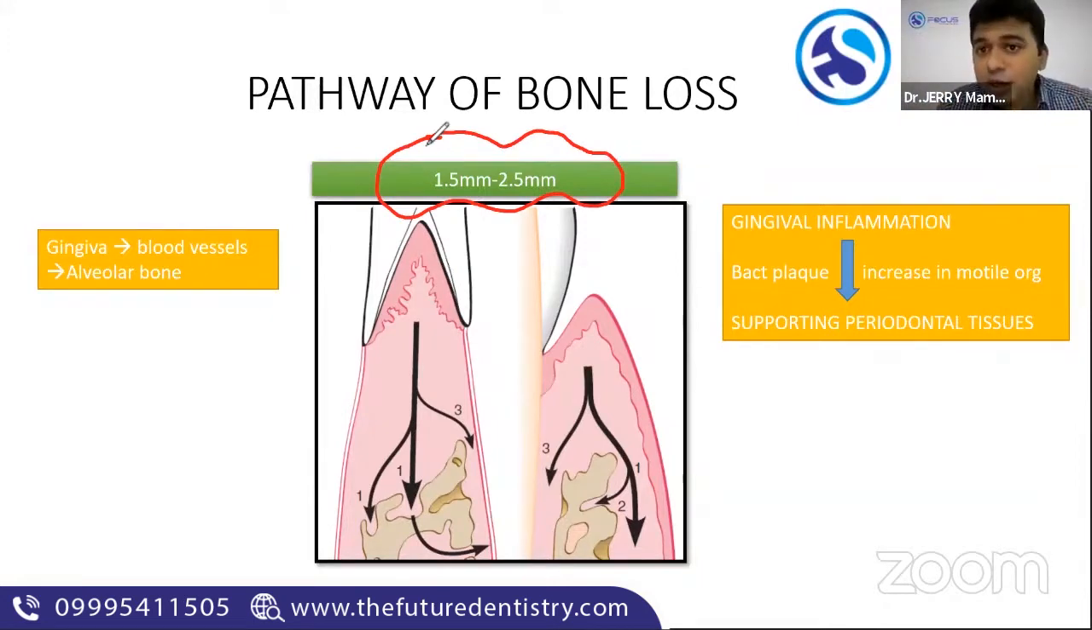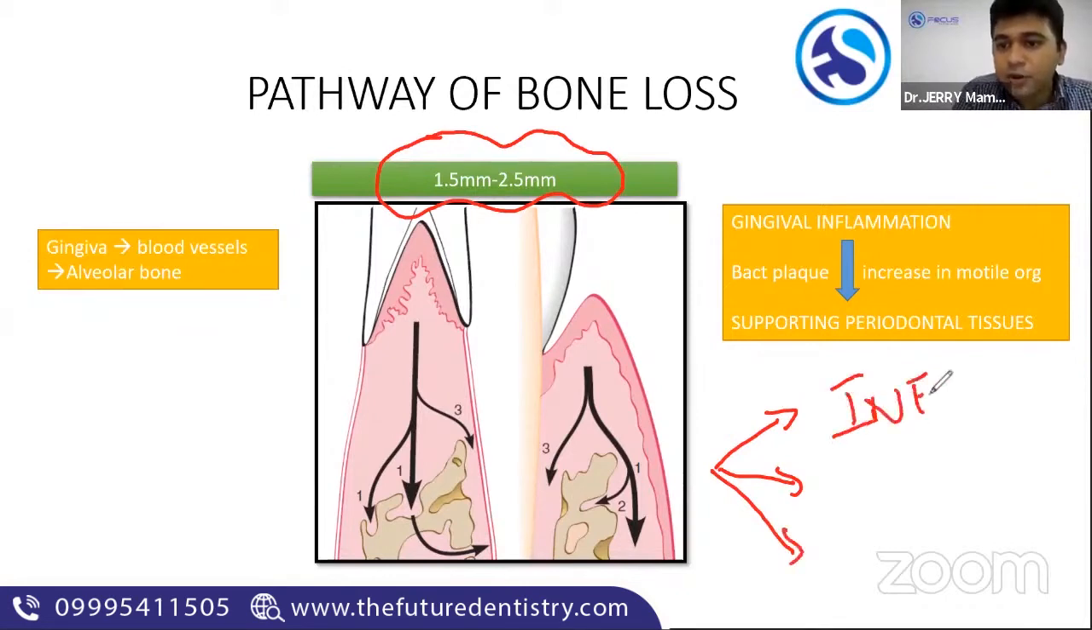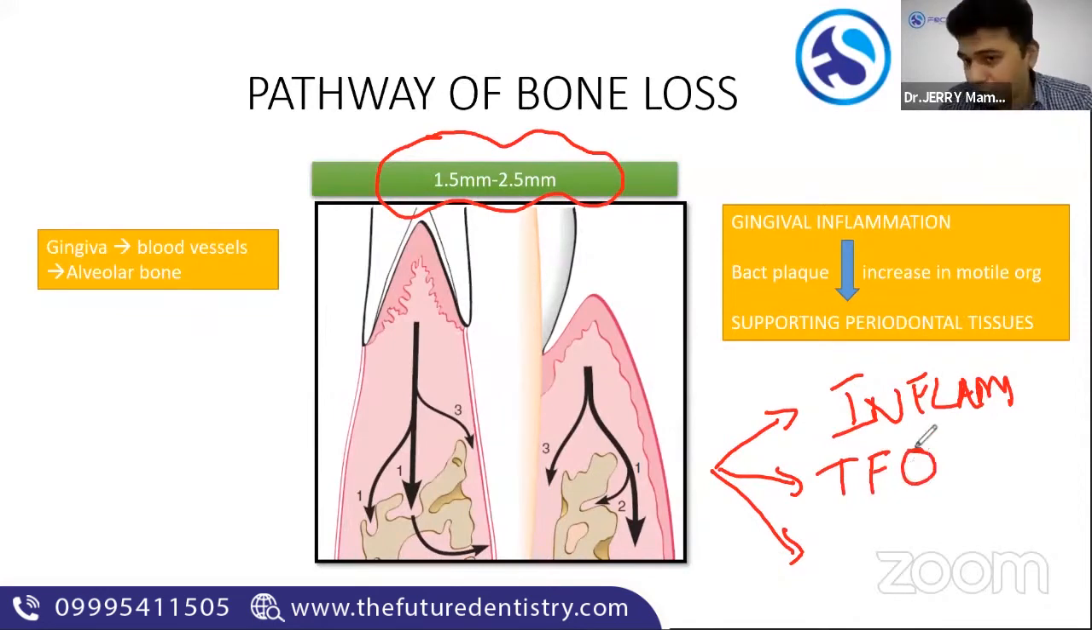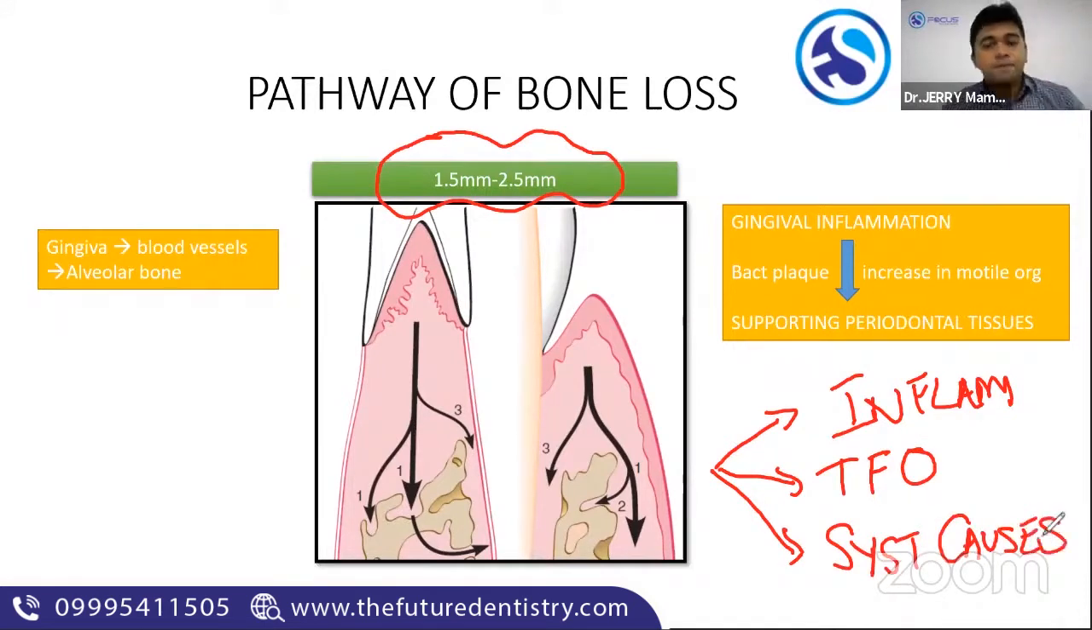Now we are talking about bone loss. How does bone loss occur in periodontal conditions? There are 3 ways in which bone loss can occur. One is by inflammation. The second is trauma, from occlusion and all those things. And the third is from systemic causes. These are the 3 main causes of bone destruction. Today we will see just inflammation, because we can't go into the depth of each one.